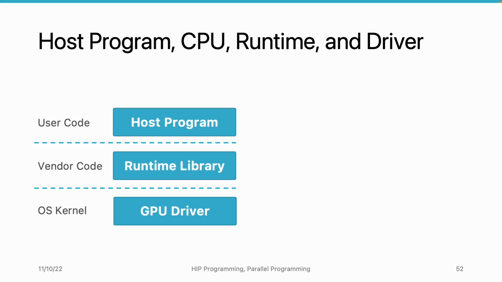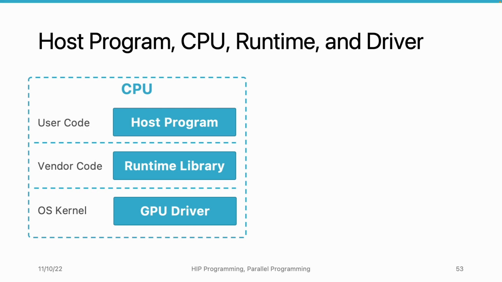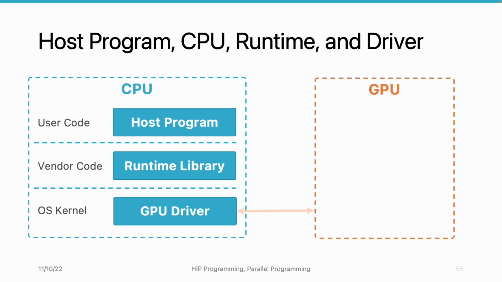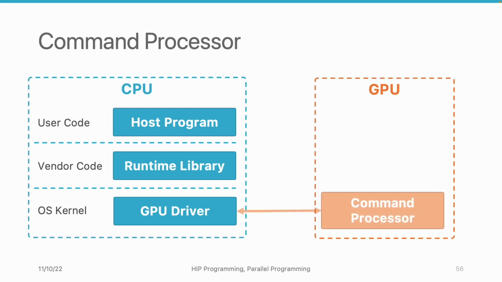The GPU driver is considered part of the operating system kernel, and it is a plugin to the operating system. All the host program, runtime library, and GPU drivers run on the CPU. To control the GPU, your GPU driver needs to send commands to the GPU side. And the GPU has a command processor, which is the gateway between the CPU and the GPU. It processes all the commands that are sent from the CPU side. These commands can include a launch kernel command or a memory copy command, or there may be some other types of commands we may not even be aware of.